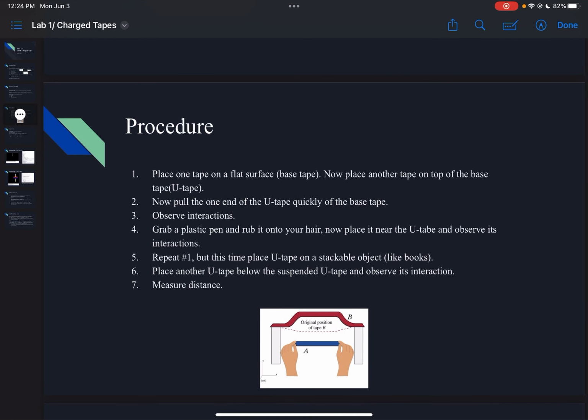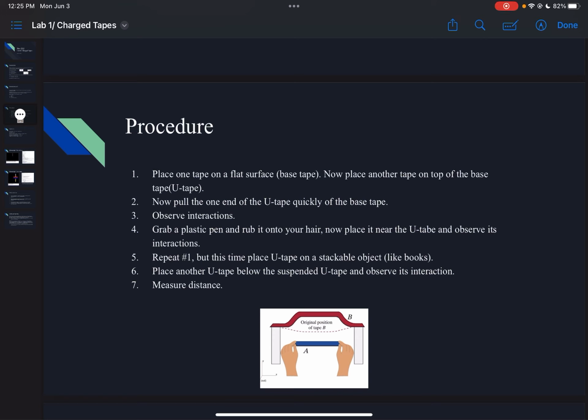Procedure. Place one tape on a flat surface, this would be our base tape, and then place another tape on top of the base tape, which is our U tape. Now, we pull one end of the U tape quickly off the base tape and observe our interactions. After that, we grab a plastic pin, rub it into our hair, place it near the U tape, and observe its interactions again.